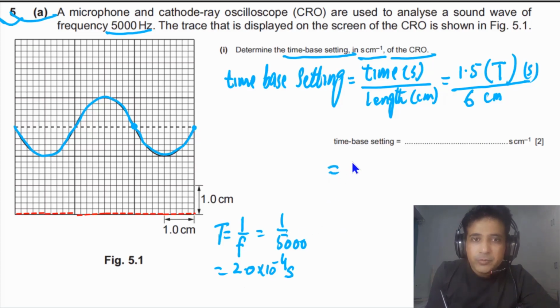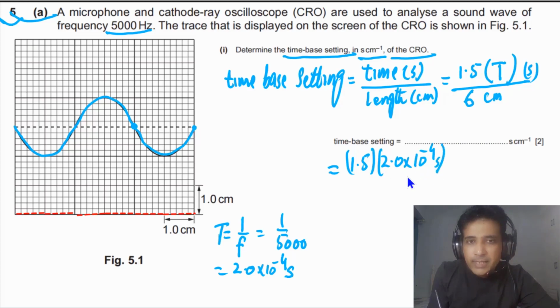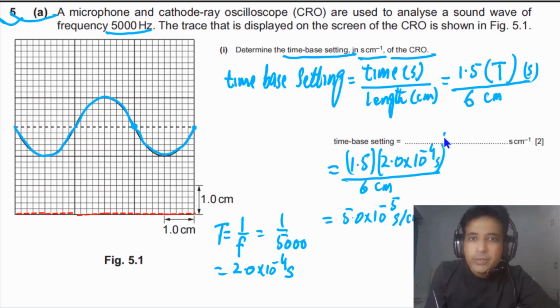Now simply we need to plug in here. So we have 1.5, and the value of time period is 2.0 times 10 to minus 4 seconds, divided by the length of the wave, that is 6 centimeters. Now if we solve, we can get the final answer. The final answer will be equal to 5.0 times 10 to minus 5 seconds per centimeter. So this is our final answer.